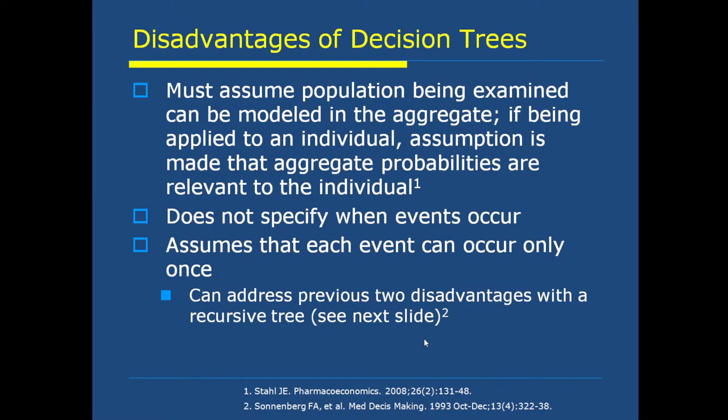But if we have advantages, we also have some disadvantages of using decision trees. The first disadvantage is that it must assume the population being examined can be modeled in the aggregate. If applied to an individual, the assumption is made that aggregate probabilities are relevant to the individual. It does not specify when events occur, and assumes that each event can occur only once. We can address the previous two disadvantages with a recursive tree.